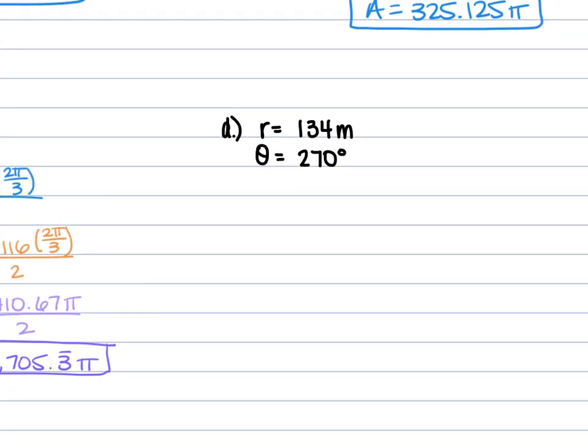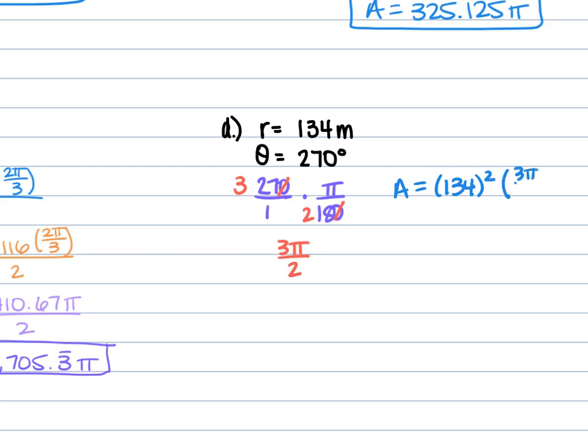For D, our radius is 134 meters, so our theta is 270 degrees. We're going to turn that 270 into radians by multiplying it by pi over 180. We're working with 27 and 18 here. 9 goes into both 3 and 2. So 3 pi over 2 is what we're working with for our radians. So again, your area is equal to your radius, which is 134 squared, times theta, 3 pi over 2, all divided by 2. So use your calculator.